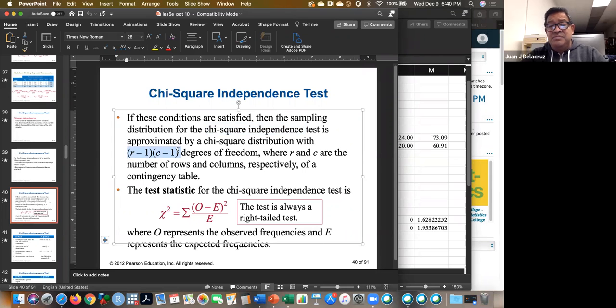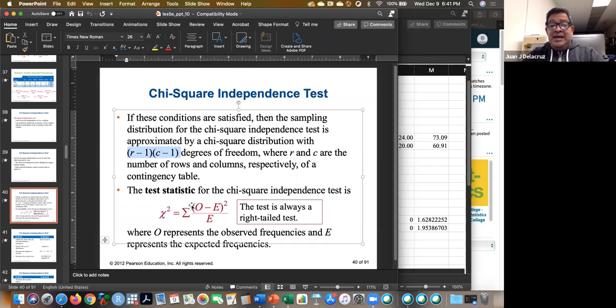So we can have as many columns and as many rows as possible. When we are computing the chi-square distribution, and remember, this is for my chi-square critical value, the critical value is going to be found with the level of significance and the degrees of freedom. And once again, the degrees of freedom in this case is going to be R minus 1 times C minus 1, where R and C are the number of rows and columns, respectively, of a contingency table. So it's going to be very simple.